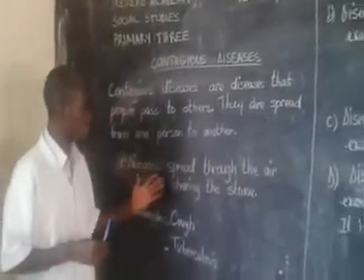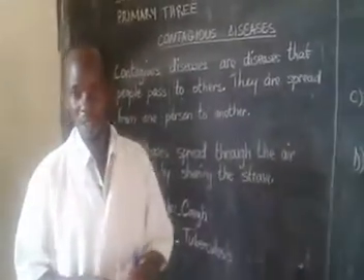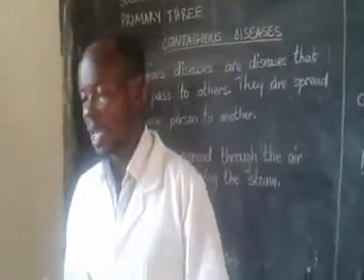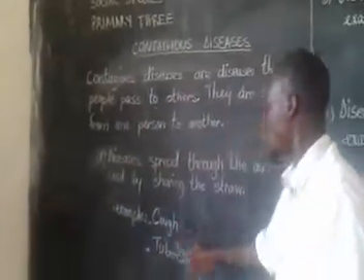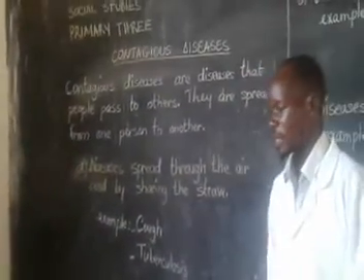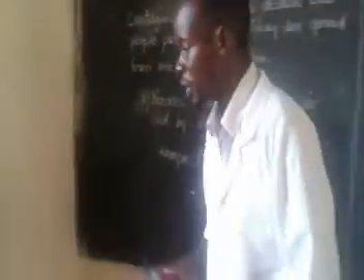We have diseases spread through the air. These diseases spread through air. For example, we have cough and tuberculosis. Observe well on my computer. You will see those diseases. Can you see people coughing? This is cough. So when you cough and there is someone near you, you will pass this disease to them. And there is tuberculosis. Can you see?